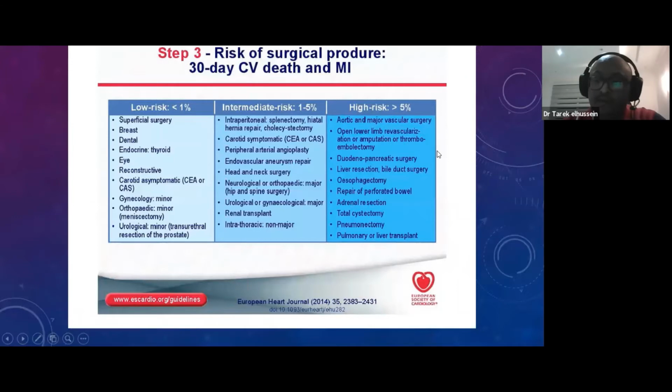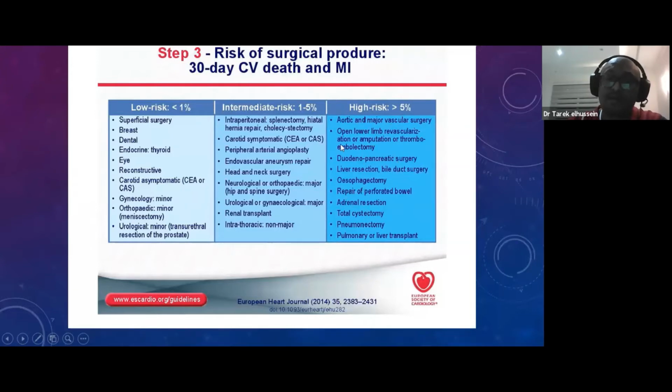In step number 3, I have to assess the risk associated with the surgery itself. As you know, surgical procedures are divided according to their risk for developing perioperative cardiac events within a 30-day window, collectively taking into consideration cardiovascular mortality and the risk of myocardial infarction within that 30-day period. My focus is on the high-risk group. The high-risk group has the highest risk, which translates into more than 5% risk of having events within 30 days.